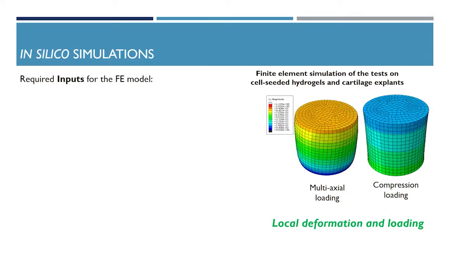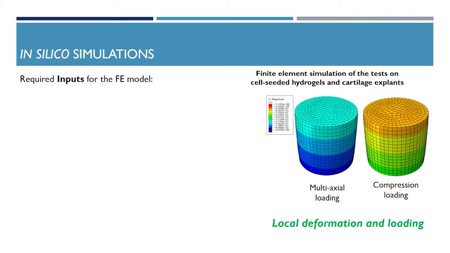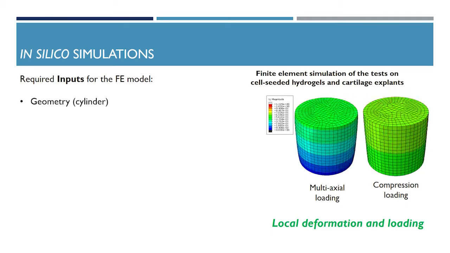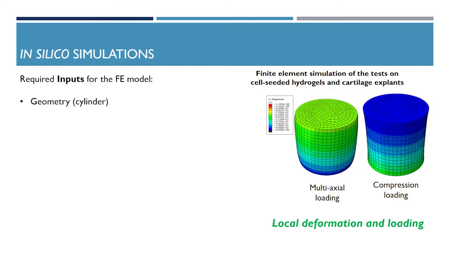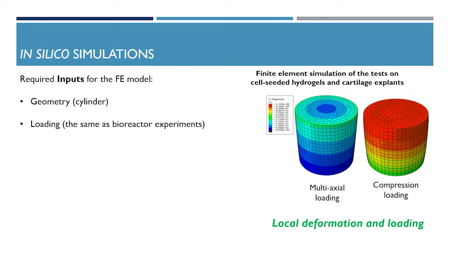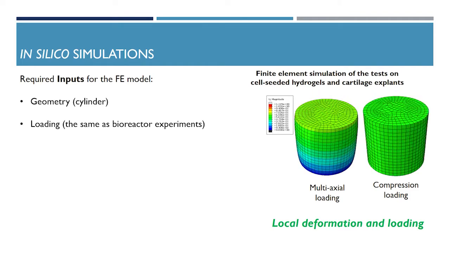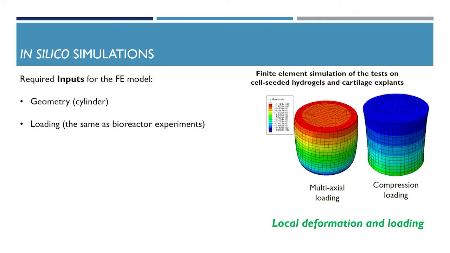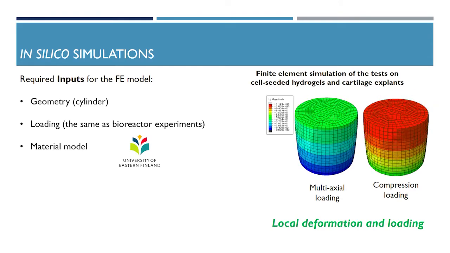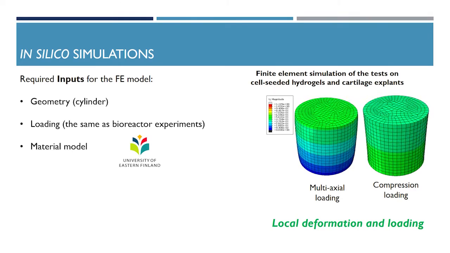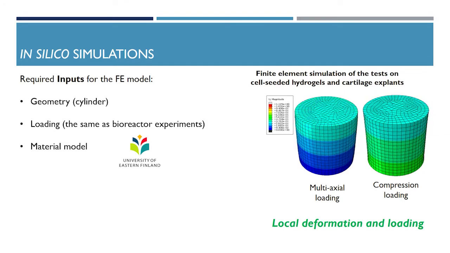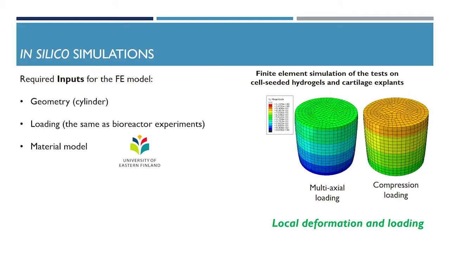The finite element simulation of bioreactor tests requires specific inputs related to geometry of samples, which in our case are cylindrical, the applied loading, i.e. uni or multi-axial, and the mechanical boundary conditions being unconfined compression. Furthermore, we need a material model that describes the mechanical behavior of the cartilage and hydrogel that we define in a collaboration with University of Eastern Finland.